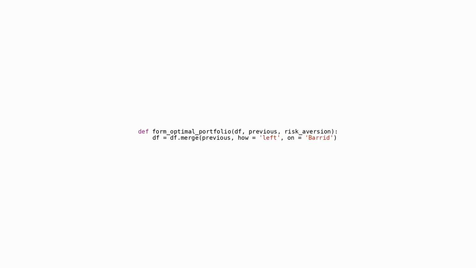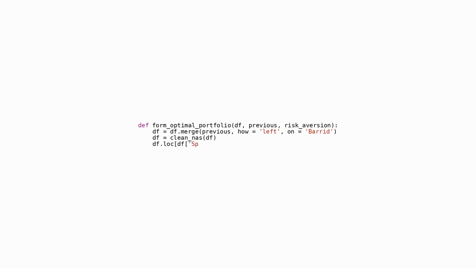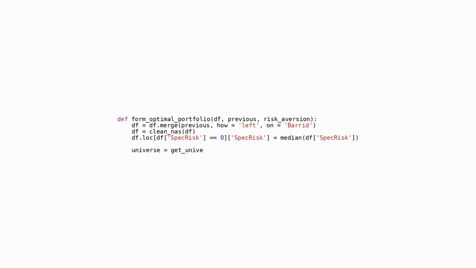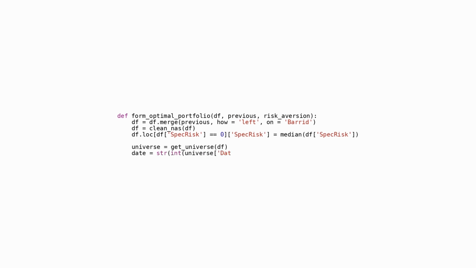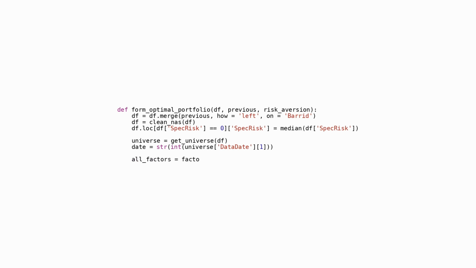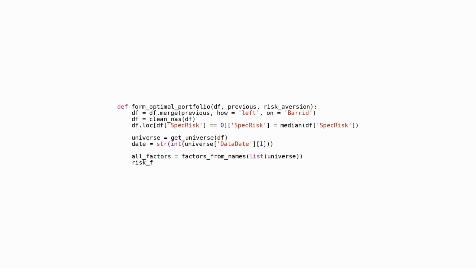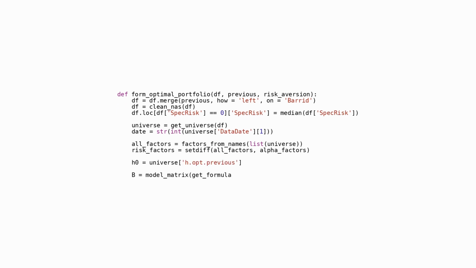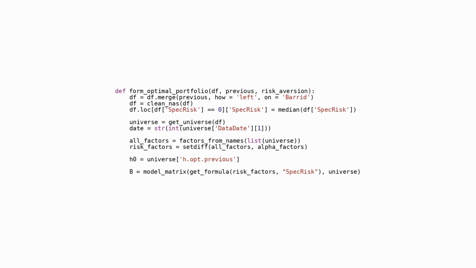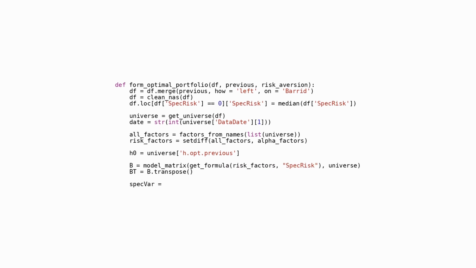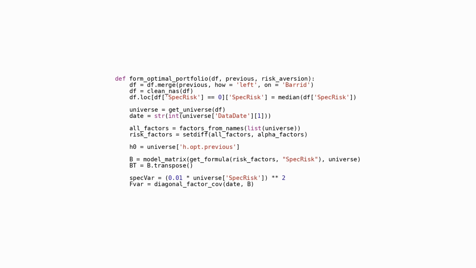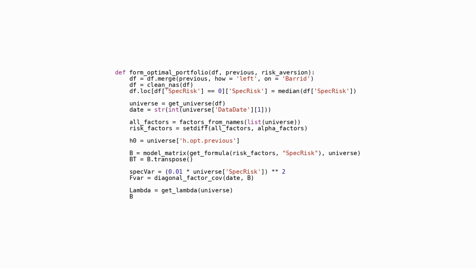This code defines a function named form_optimal_portfolio that takes as input a data frame df, a data frame previous, and a parameter risk_version. The function merges the input data frame df with historical data previous on a unique identifier borrowed, cleans any NaN values, and performs calculations to form an optimal financial portfolio based on the merged data. The code calculates specific and factor risk measures, constructs a model matrix B from risk factors with a separate handling for alpha factors, sources of investment returns independent of market movement, and computes the risk exposures using these matrices. It handles specific risk by setting any zero values to the median specific risk.